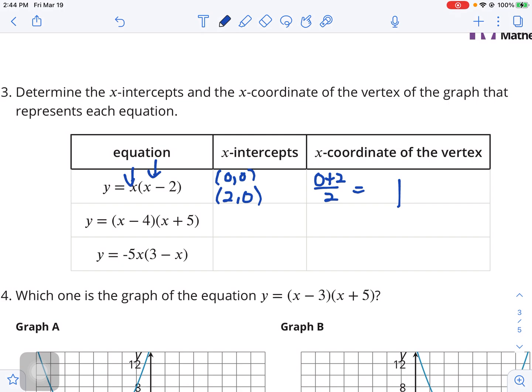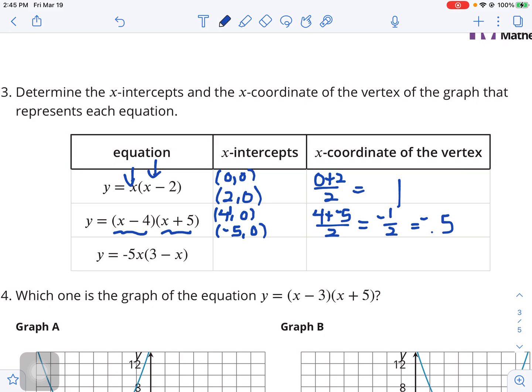Down here in the next one, one of my x-intercepts is at x equal to 4, so that would be 4, 0, and this one tells me that x equal to -5 would be the next x-intercept. So when I add these two numbers together, the 4 plus the -5, and divide by 2, to find halfway between them, I get negative 1 divided by 2, which is negative 0.5.